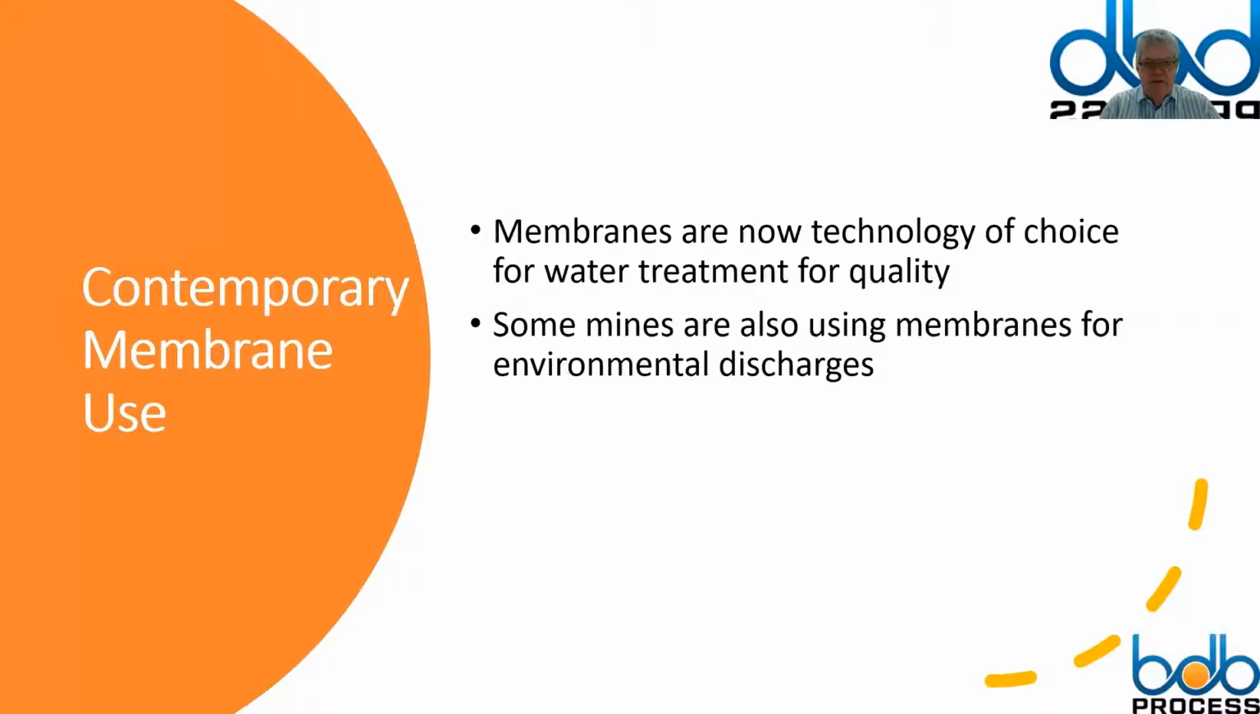Some mines, and I guess a good example of this is the Ranger uranium mine, are using membranes now for environmental discharges, and Ranger's in a situation going into closure and long-term rehab. The water they're putting into the environment now is higher quality than the water courses that it's entering. So they're putting much higher quality water back into the environment than the environment has itself.